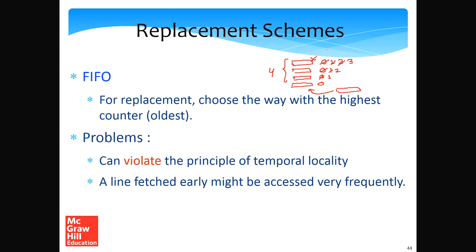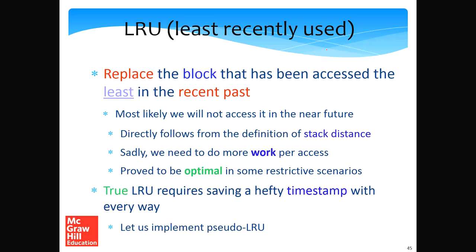What we want to do instead is evict that line which has the least probability of being accessed in the future. There is no way of knowing what's going to happen in the future, but at least we should look back into the past and try to find a line which most likely we'll not access in the near future. So one such scheme is LRU, least recently used. The idea here is that we replace the block that has been accessed the least in the recent past. So basically from the past we are trying to predict the future.